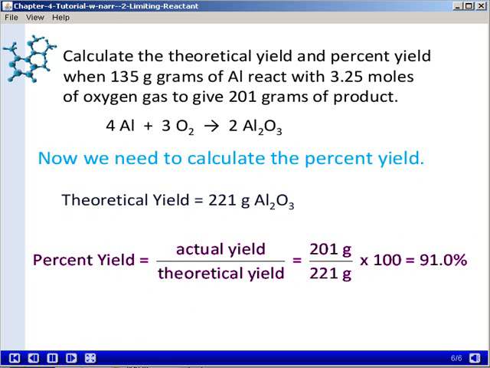The last part of the calculation is to determine the percent yield. Now that we've calculated the theoretical yield in the first part, the theoretical yield again was 221 grams of Al2O3, we can calculate the percent yield from the equation given here, which says that we'll divide the actual yield by the theoretical yield and multiply that by 100 to get a percentage. Recall that the original problem told us that we got 201 grams of product. That's called the actual yield, and that's divided by 221 grams theoretical yield times 100 gives us a 91% yield of product for this reaction.